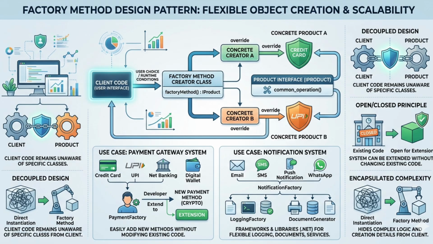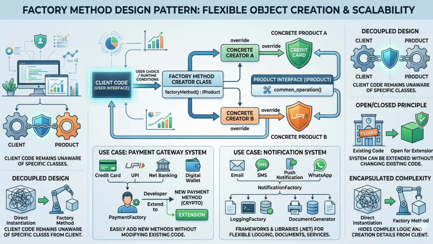This simplifies the code and makes it easier to add new payment methods in the future. Another area where this pattern is widely used is in notification systems. Applications often need to send notifications through different channels such as email, SMS, or push notifications. By using a factory method, the system can dynamically create the appropriate notification service without modifying existing code.